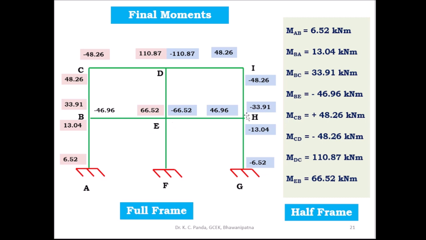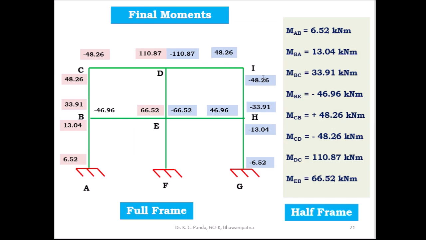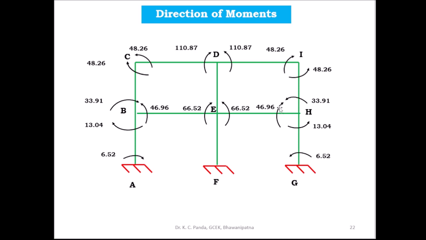Similarly at joint E, here this is clockwise and this is anti-clockwise; positive moment, this is negative, positive clockwise, this is negative anti-clockwise. And here also this is clockwise, this is anti-clockwise, positive and negative. Here also this is anti-clockwise, this is clockwise, and this is anti-clockwise. 13.04, 33.91, this is 46.96.